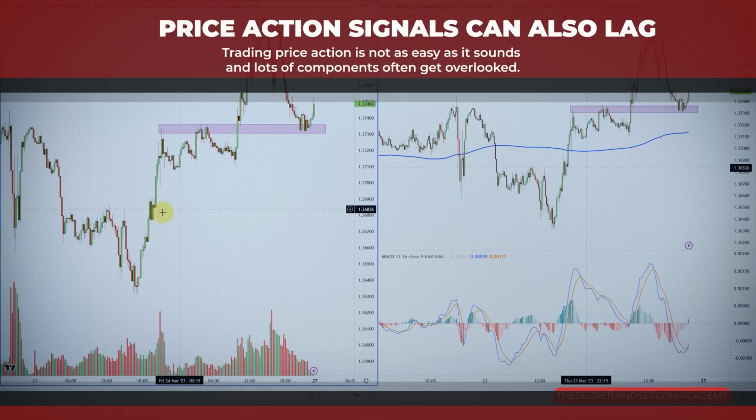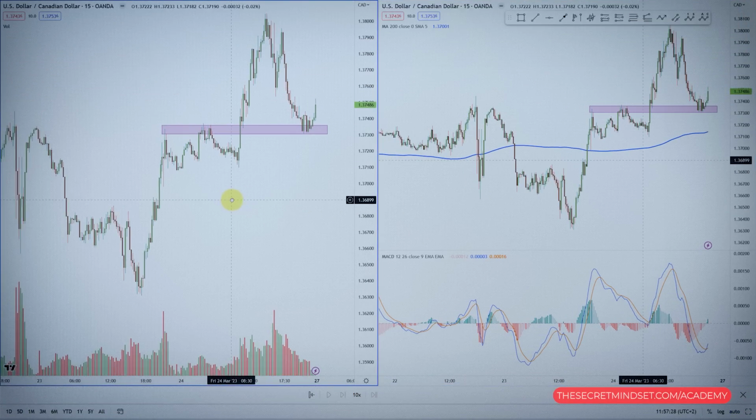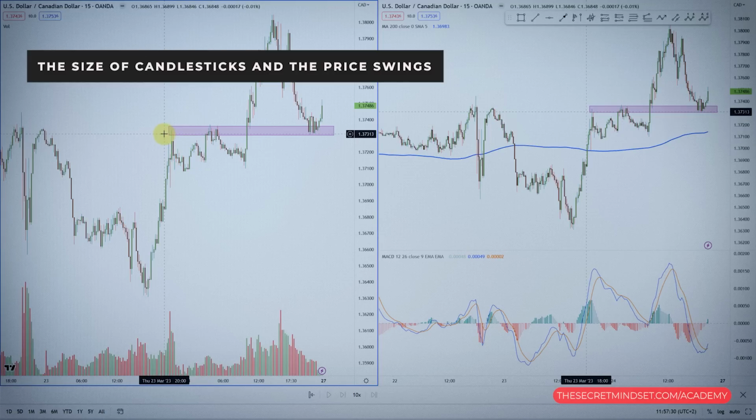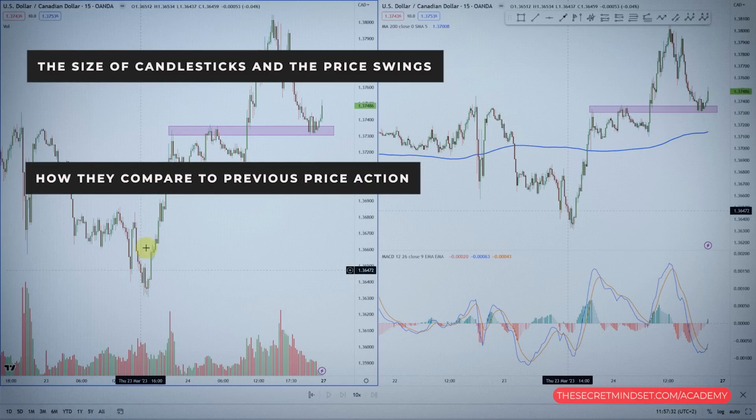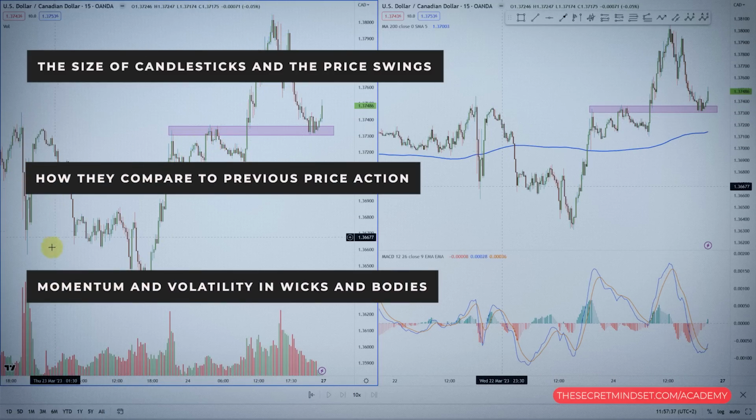Trading price action is not as easy as it sounds, and lots of components often get overlooked. We talked about this: the size of candlesticks and the price swings, how they compare to previous price action, the component of momentum and volatility in wicks and bodies. Don't make the mistake of trading price action because it looks simple. A trader who doesn't understand the nuances of price action can easily read charts in a wrong way.